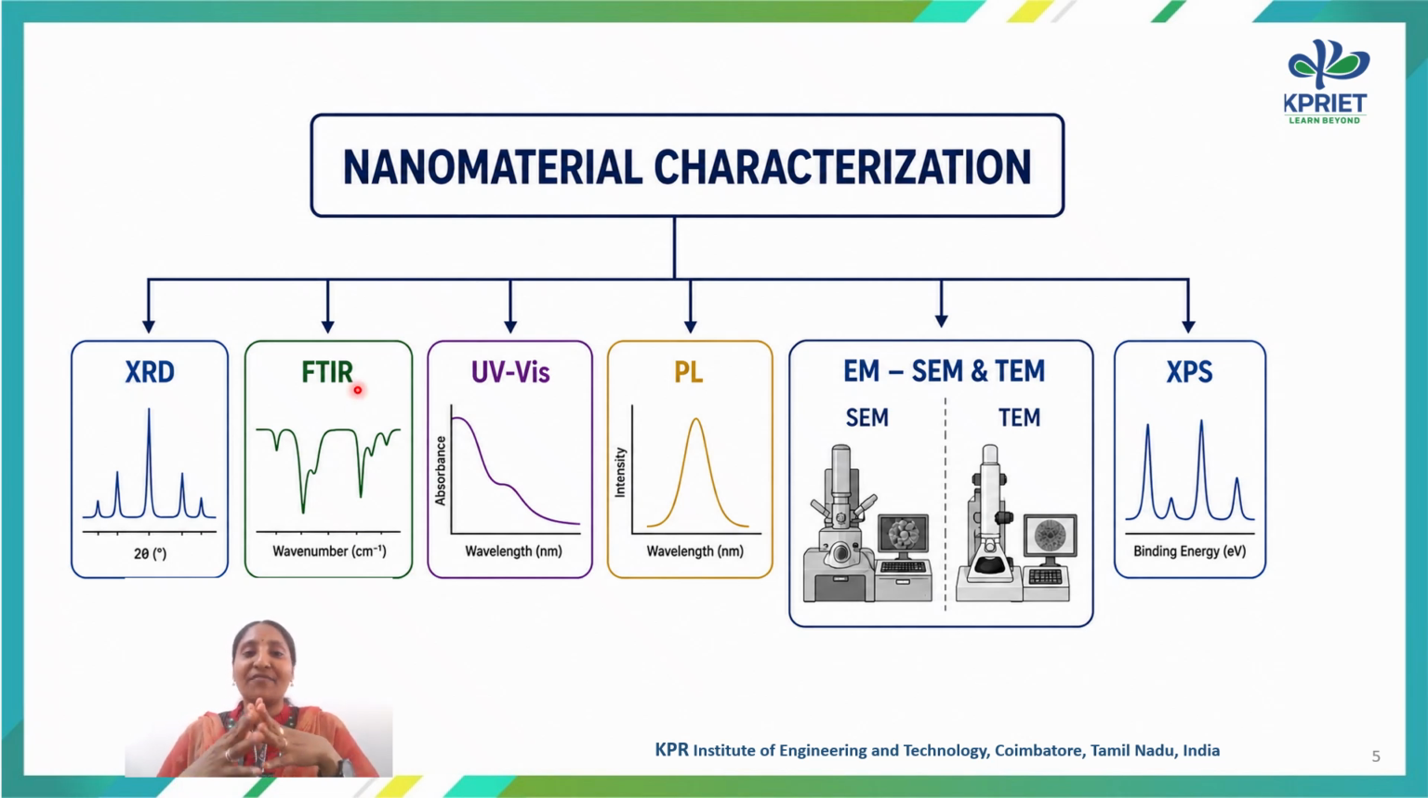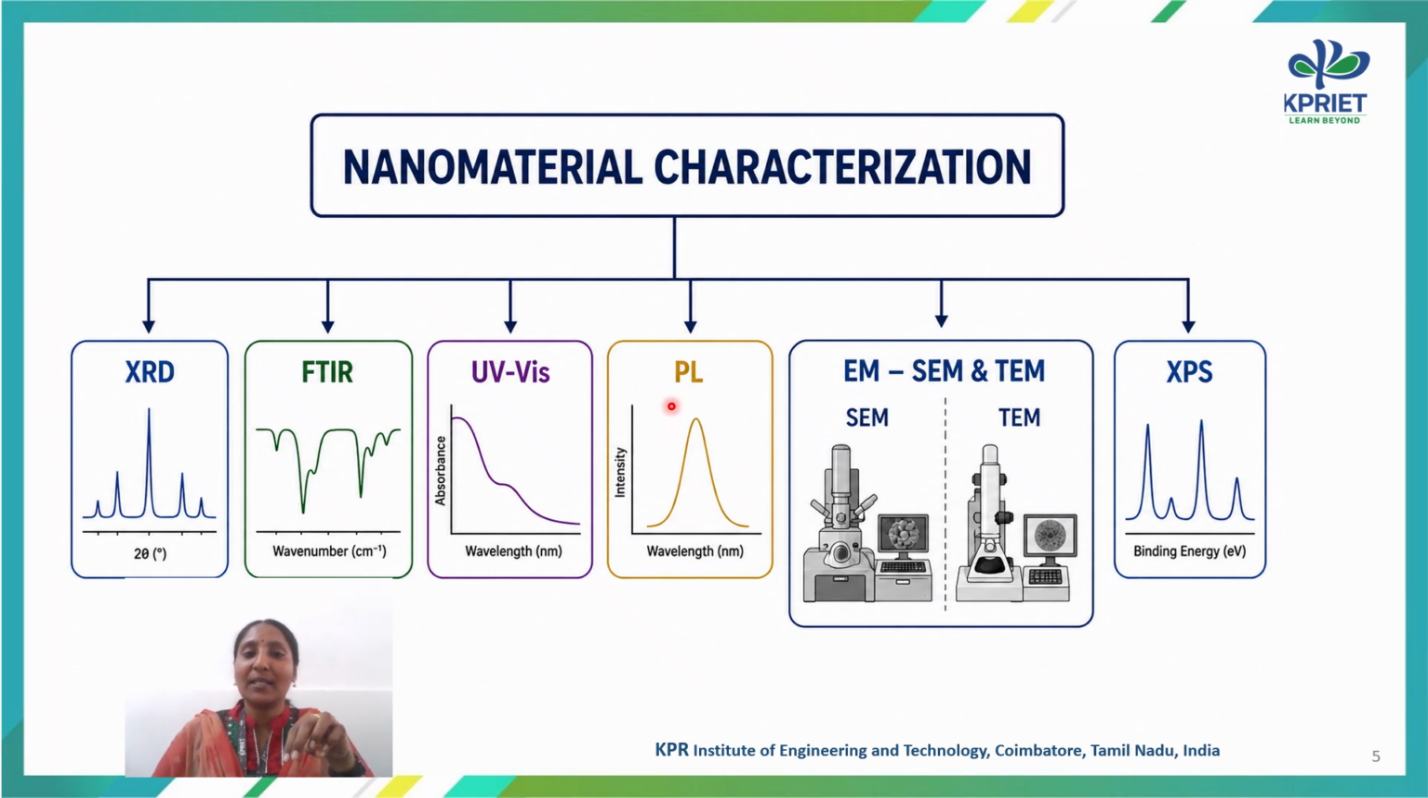Then the next one is FTIR, that is Fourier transform infrared spectroscopy, which is used to identify the functional groups and chemical bonding present in the sample. It helps us to understand the presence of metal bonds or metal-oxygen bonds, OH bonds, or whether any other organic species residues are present. That type of information is obtained from FTIR. Next one, UV-visible spectroscopy, is used to study the optical absorption behavior. From this one can determine the absorption edge and band gap. So band gap is so important.